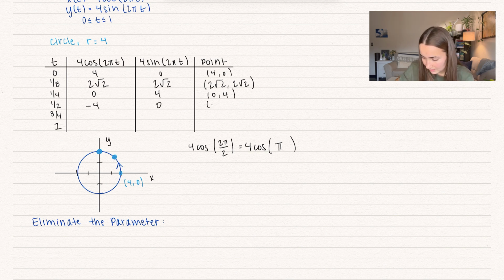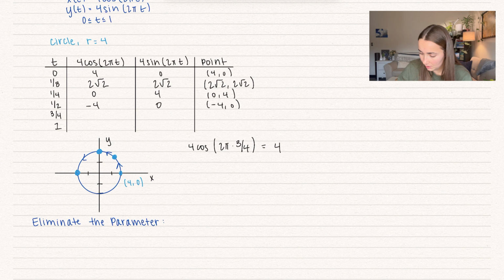So we go over to -4, 0, which on our graph is going to be over here. So again, we can keep filling in that orientation if you wanted to. Let's plug in 3/4 now, right? So this is going to be 2 pi times 3/4.